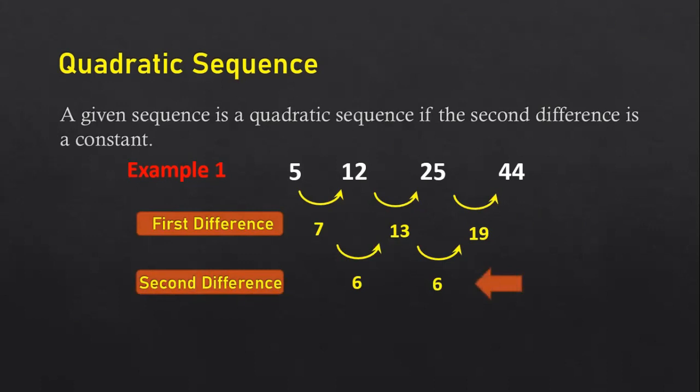Okay, what's the conclusion, students? It is shown that the second difference is a constant. A sequence like this, we call a quadratic sequence. Why? Because the second difference is a constant. Is it clear, everyone?